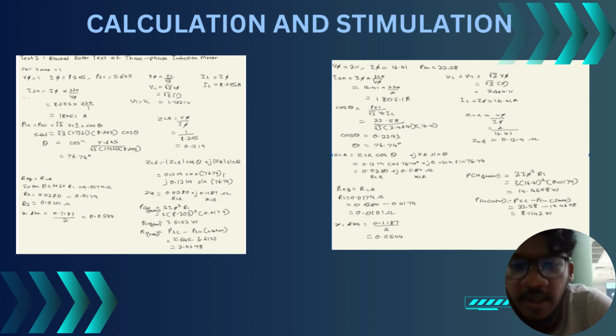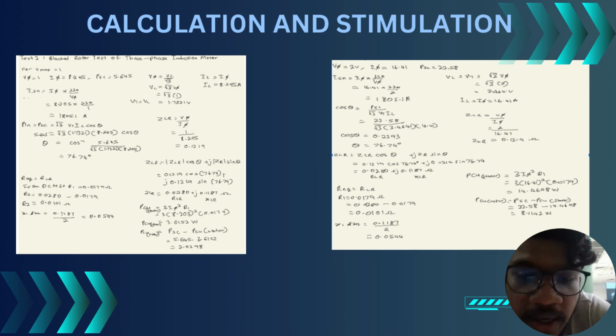Okay, now I'm going to explain the calculation part for test 2, the blocked rotor test of the three-phase induction motor. First, we calculate for V max equals 1. We already have V phase equals 1, I phase equals 8.205, and power is 5.645. First, we need to find the line voltage. The formula is voltage phase equals voltage line over square root 3. We substitute the value and get voltage line equals 1.7321 volts, and the voltage line is equal to the total voltage. In this induction motor, I phase equals IL.